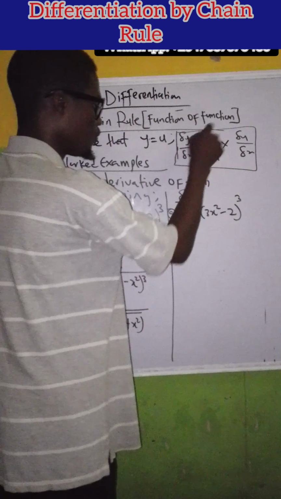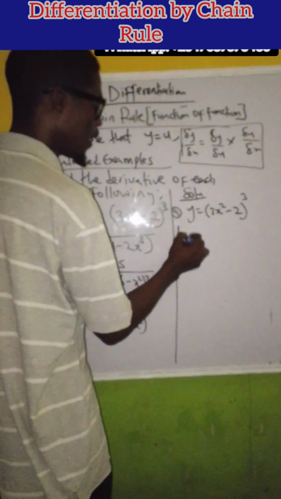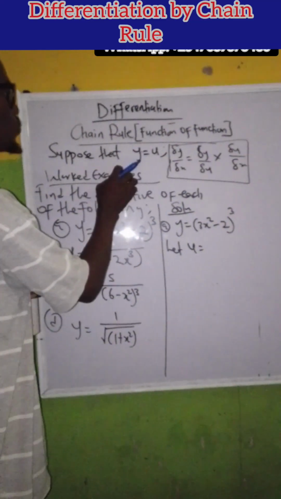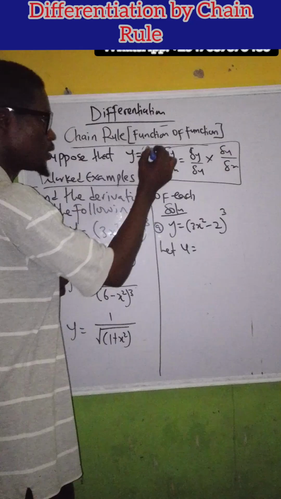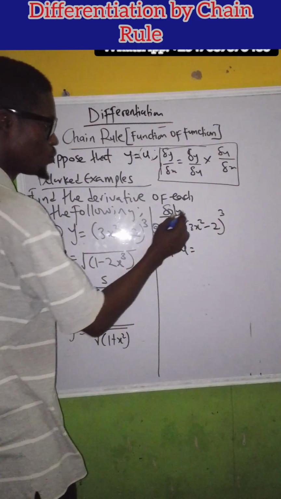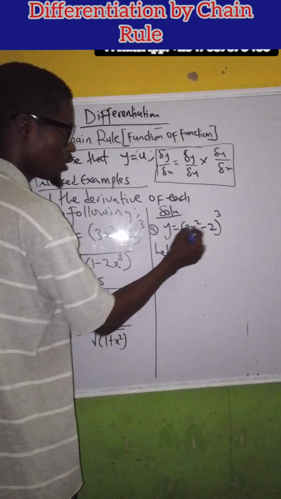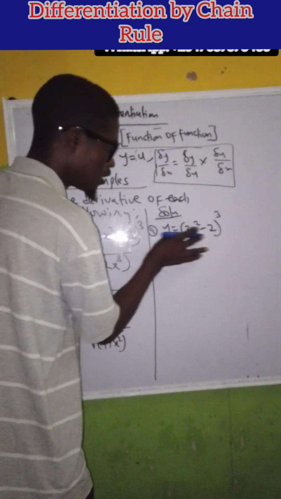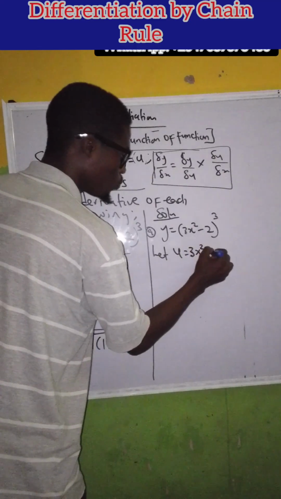Let us deal with this guy first. Firstly, when you have a question like this, you say let u be equal to, don't forget when we were defining the chain rule, we said let y equals u, which means this u has a bracket that is guiding it. The u in this question is this one inside this bracket. So this is the bracket guiding it. Whatever you have inside this bracket is your u, which is 3x squared minus 2.